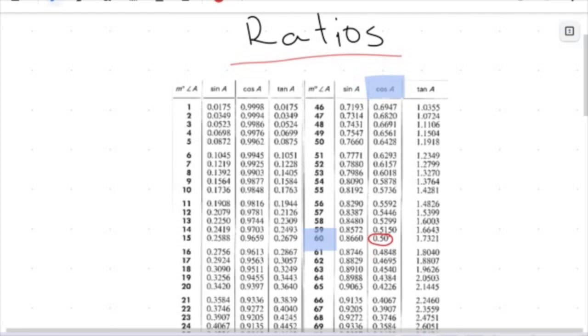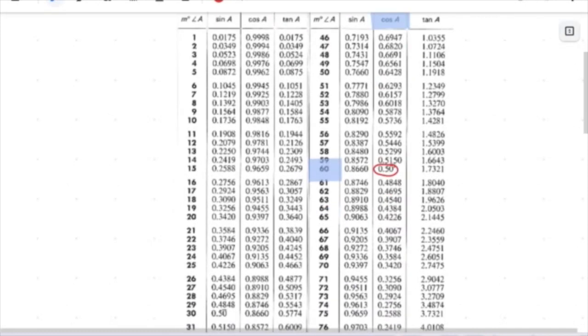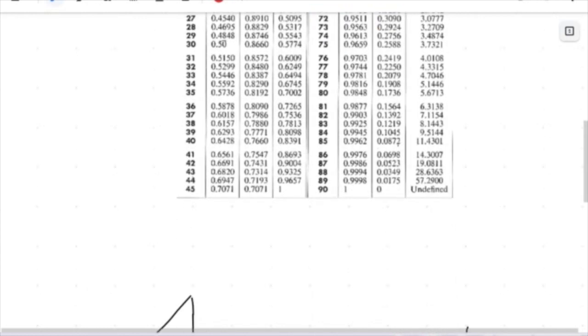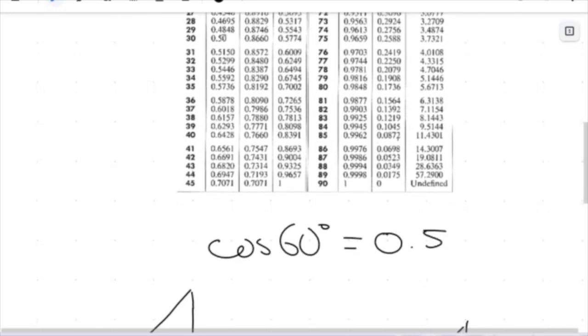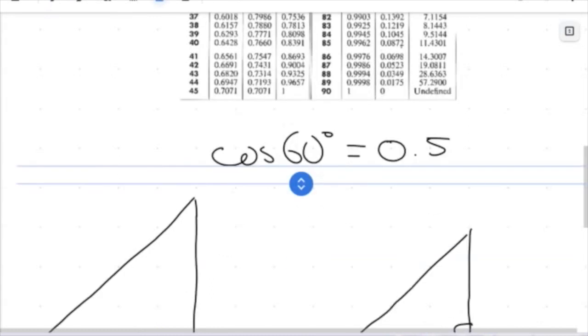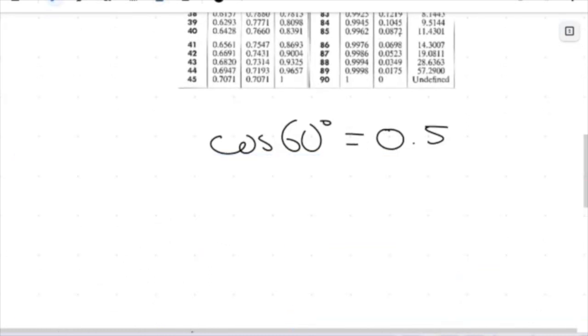A lot of us doing this now or in the past 10 to 20 years probably didn't need to look at this, but I'm using this just because I think it gives you a really good intuition as to how this stuff actually works. So one thing that is written here is that cos of 60 degrees equals 0.5. Now, another way of writing that is cos of 60 equals 0.5, which is just 1/2.